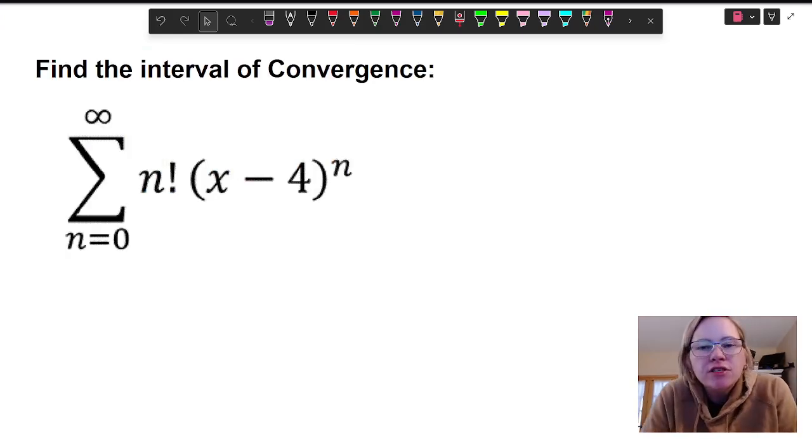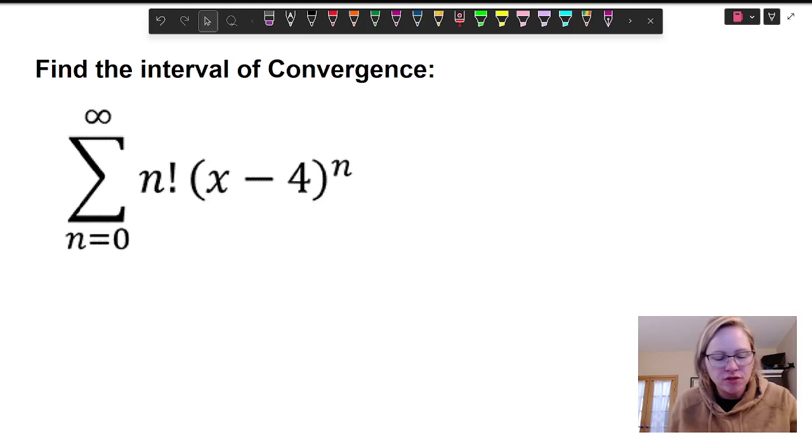Now, as we look at different series, we're going to find that different series will behave differently. So let's take a look at this series. We can see that it's not geometric, so we can't use our geometric series to find our interval or, sorry, radius of convergence. So what we're going to do is use the ratio test.